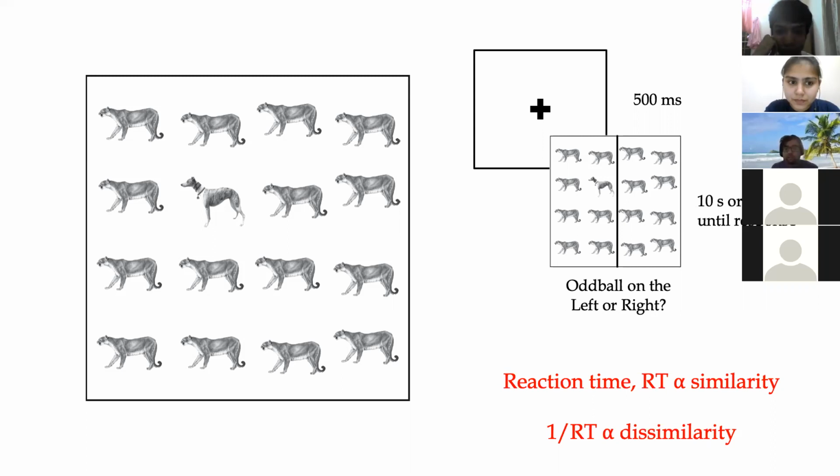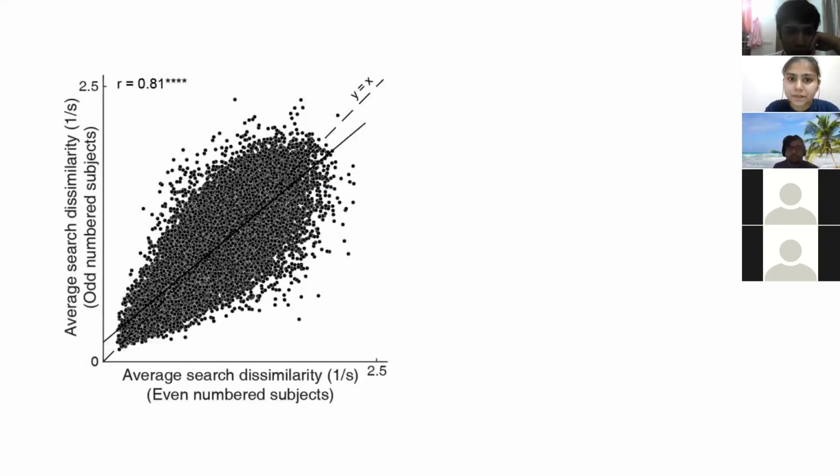So you might ask, okay, this is all fine, but how good is the data that you've collected? Is it robust? To test that, we divided our subject pool into two halves. We took the even numbered subjects into one group and odd numbered subjects into another group, and estimated the perceptual dissimilarity measurement for all of these 26,000 image pairs within these two subgroups, and then correlated those dissimilarity measurements. And that is what I'm showing you here.